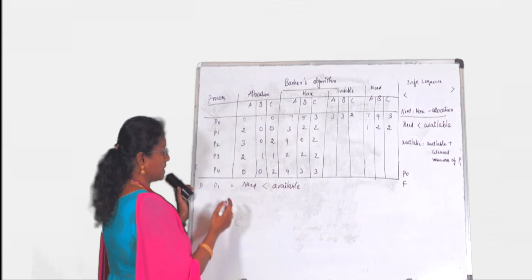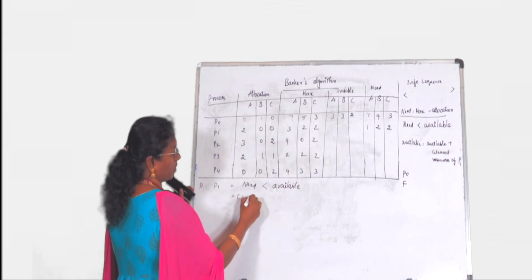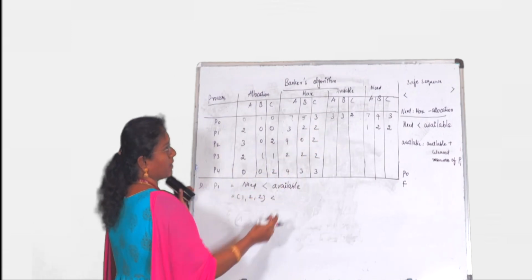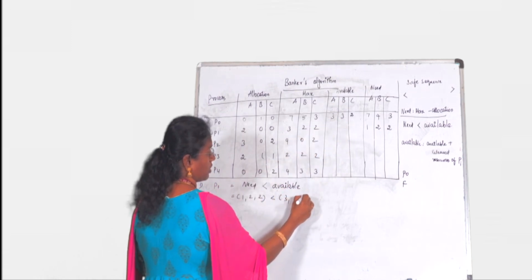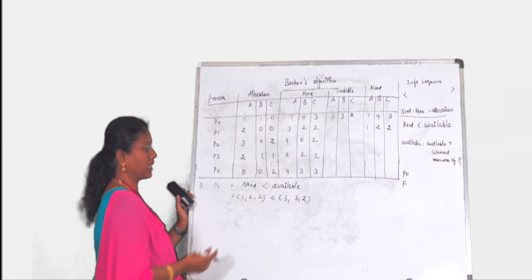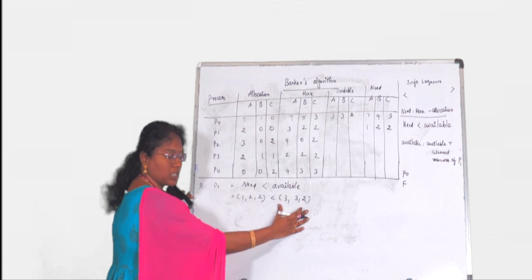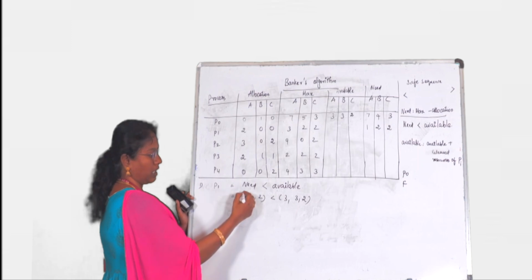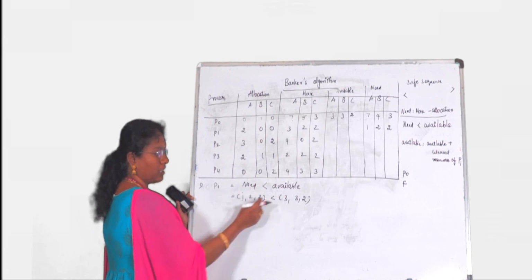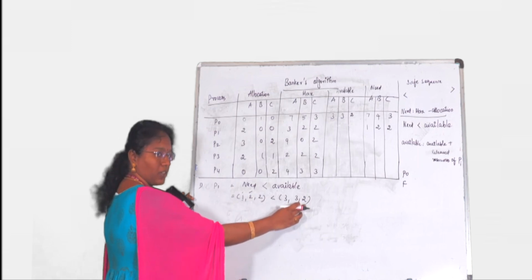Now let us see, what is the P1 need? P1 needs 1, 2, 2. What is available? 3, 3, 2. So now check. Needed resources should be less than available resources in the system. 3 is available, but how much does it need? 1. Okay. 2 only it needs, 2 is available.